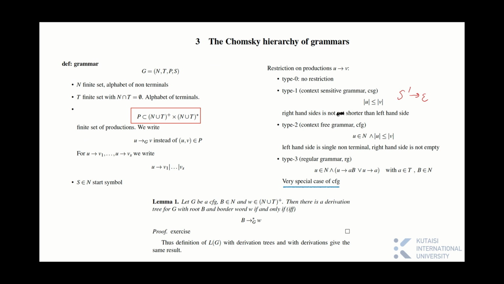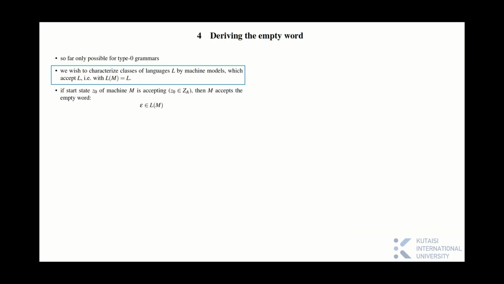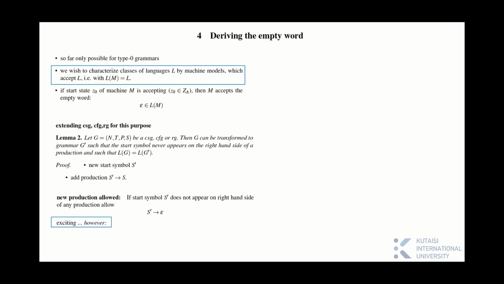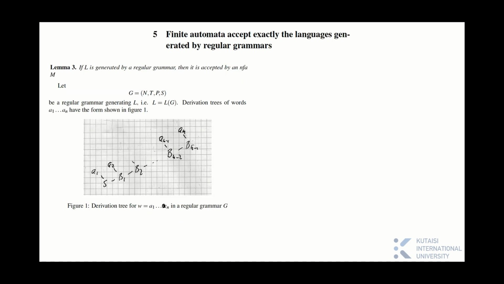So we just add this there and that's it. We have a start state which never occurs on the right, and we add this new rule. Now nothing changes, you just add this one rule and you're good to go. So here is what we did, and now we're ready to prove some things.